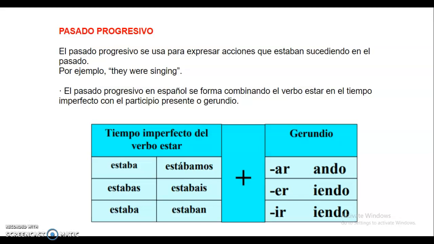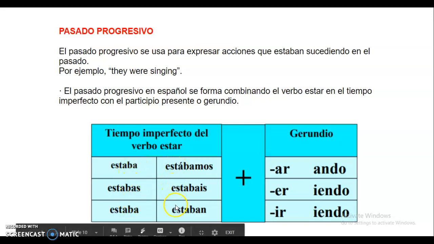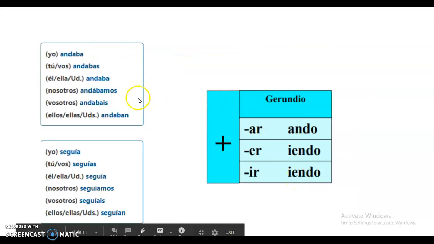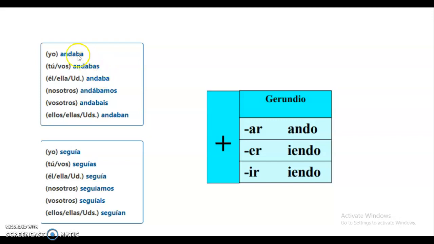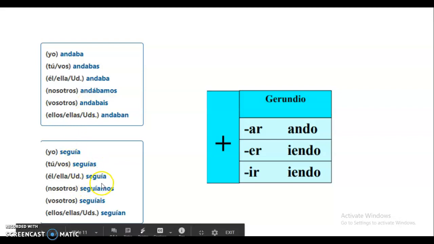So take a look at the start. It's very simple. It's the imperfect tense. Estaba, estabas, estaba, estábamos, estabais, estaban. And then you put the gerund. Same thing, guys, with andar en seguir. Okay, I'm putting this PowerPoint there so you can, if you need to know these verbs, andar and seguir, you're gonna see them there. Okay, so you can really pay attention to how to conjugate. And then of course your gerund.